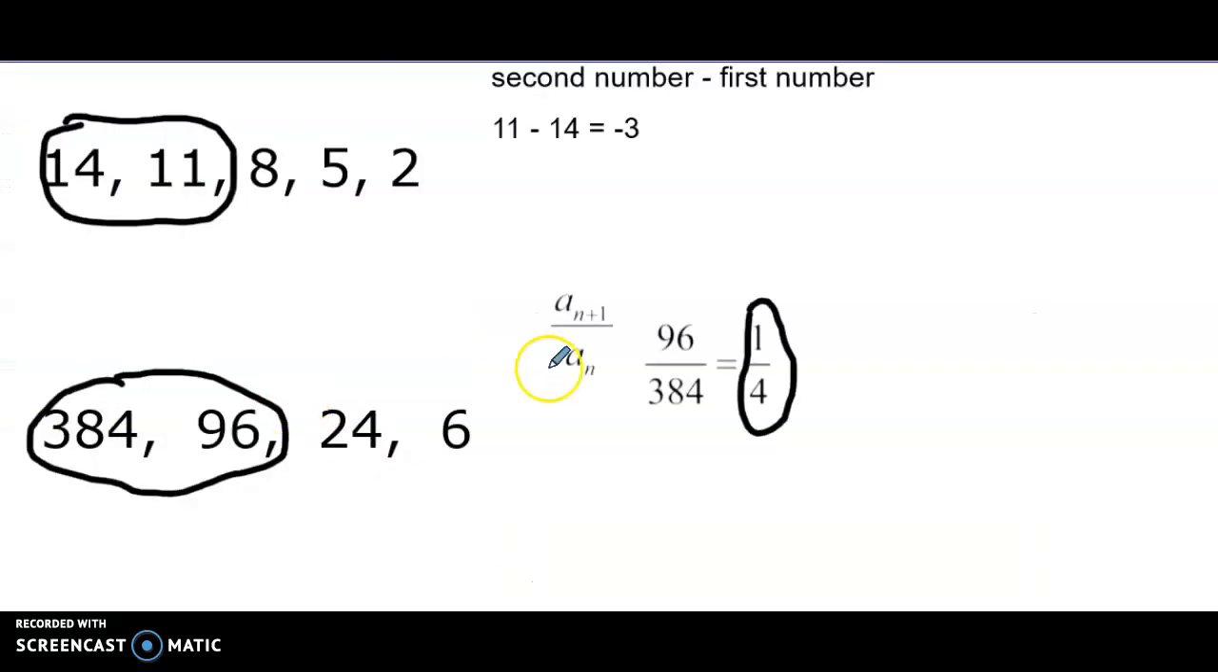So that is a way to always find the common ratio if we think the common ratio exists, meaning we think it's a geometric sequence. Always take the second number divided by the first. That will give you your multiplier to get to each subsequent number.